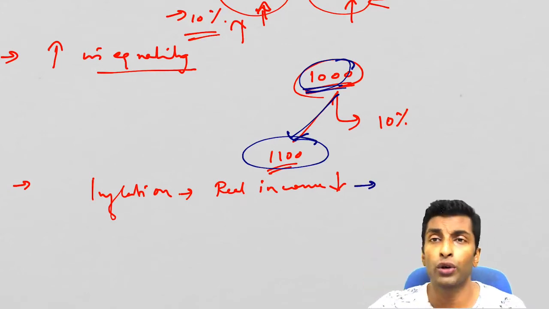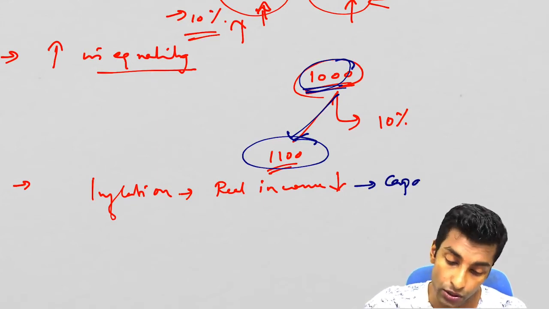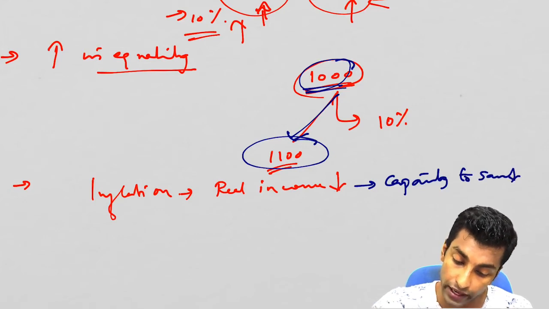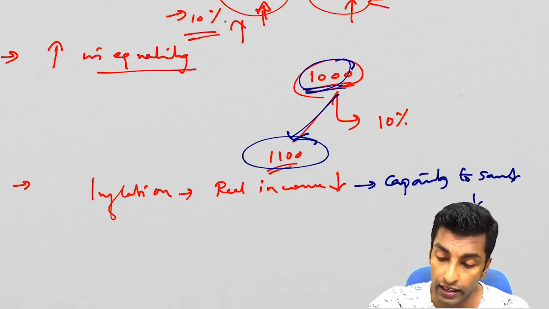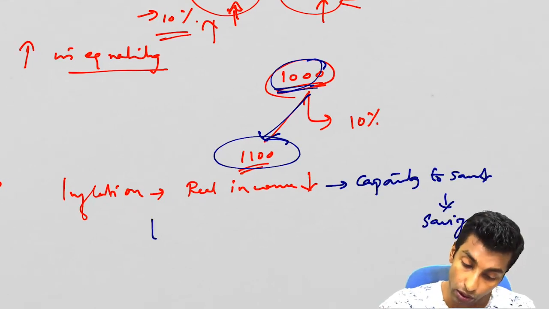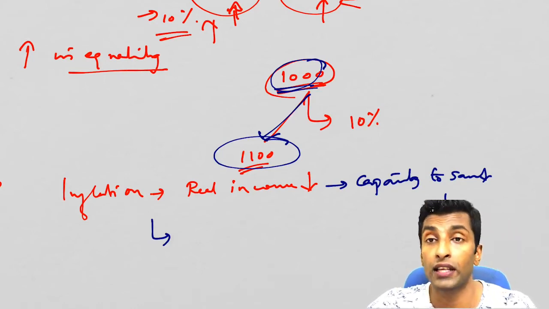So what happened? Do you have any capacity to save now? You don't have any. Your capacity to save will reduce. Don't you think it affects the savings? It affects the savings. On the other hand, when inflation is there, what will happen? It affects the real interest rate.